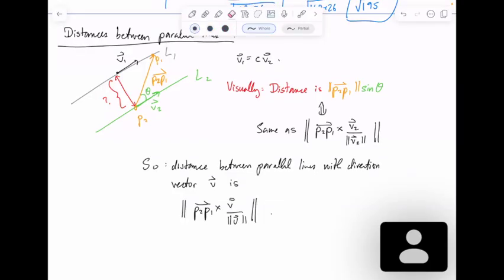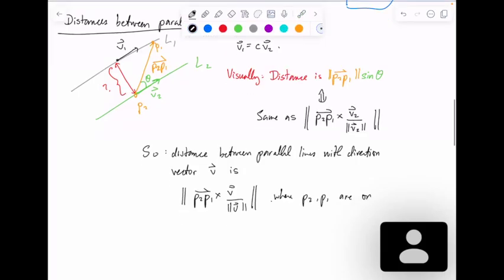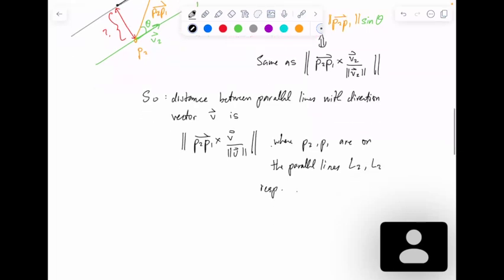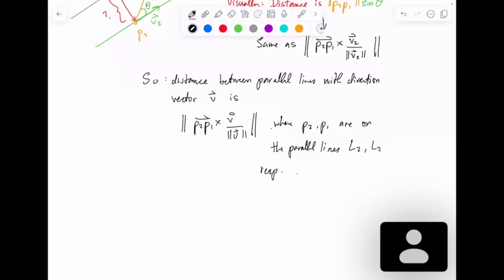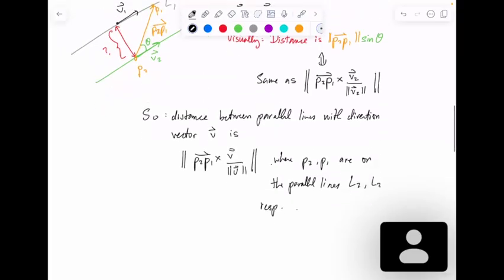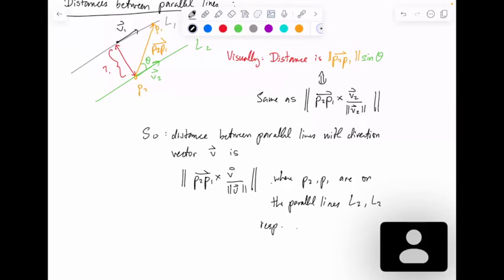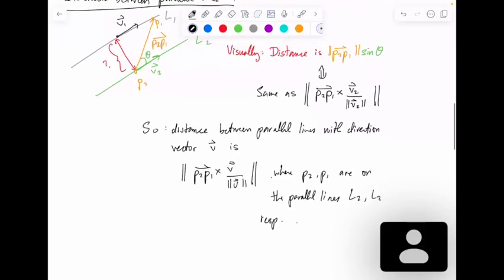It doesn't really matter which V you choose, since the lines are parallel. Here P2 and P1 are on the parallel lines, L1 and L2 respectively, sorry. I won't go through an actual example here because we're running short on time, but if you want to practice with an actual situation, I'm sure your textbook has some problems for distances between parallel lines.